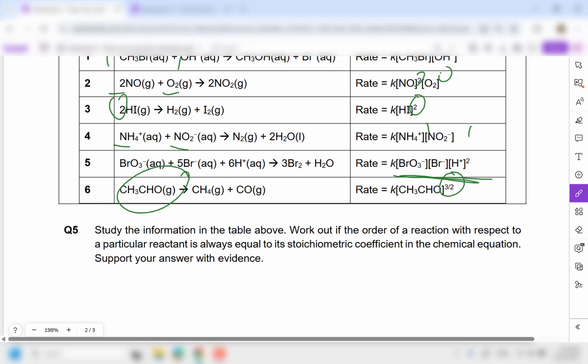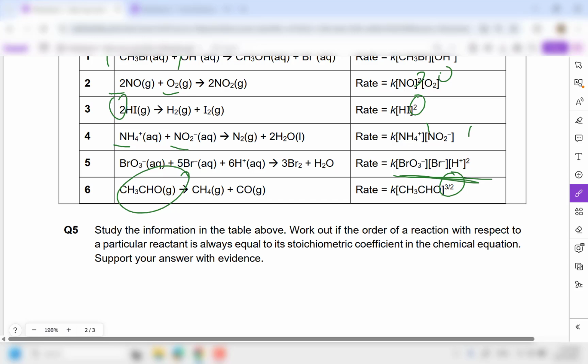Okay, then for question 5, you are asked to study the information in the table above and work out if the order of reaction with respect to a reactant is always equal to the stoichiometric ratio. So the answer is no. Okay, so 5 and 6 tell you otherwise. That also means one thing. 5 and 6 are likely to occur in more than one step, or what we call more than one elementary step. Yeah, so therefore it may involve several different collisions, maybe a collision between 2 reactants to give you an intermediate product, and then the intermediate product will collide with the reactants. Or it could be that the intermediate product will collide with another intermediate product to produce the products. Yeah, it can be very complicated.